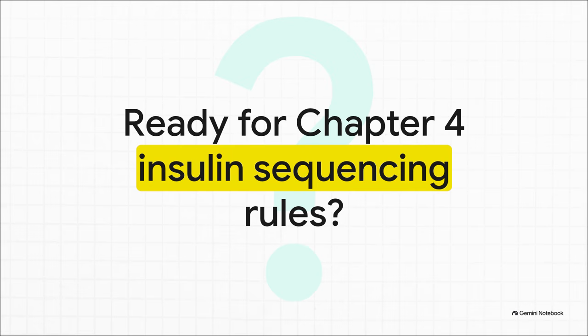That wraps up our explainer on neoplasms and Chapter 2 guidelines. You've officially mastered these sequencing rules. But let me ask you this. Are you ready for Chapter 4? Do you know the sequencing rules for long-term insulin use versus hypoglycemia?